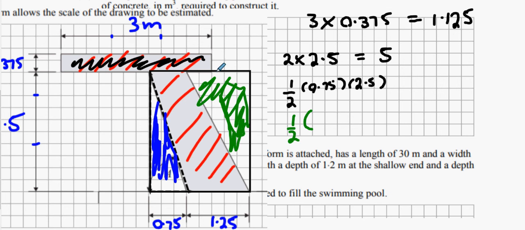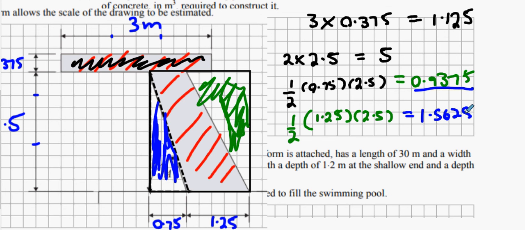A half the base of 1.25, height of 2.5. Is that alright? So I'm getting 0.9375 for the blue one actually. And the green one, as I said, I'm hoping this is more difficult than anything you're going to be asked. Are we okay with that?